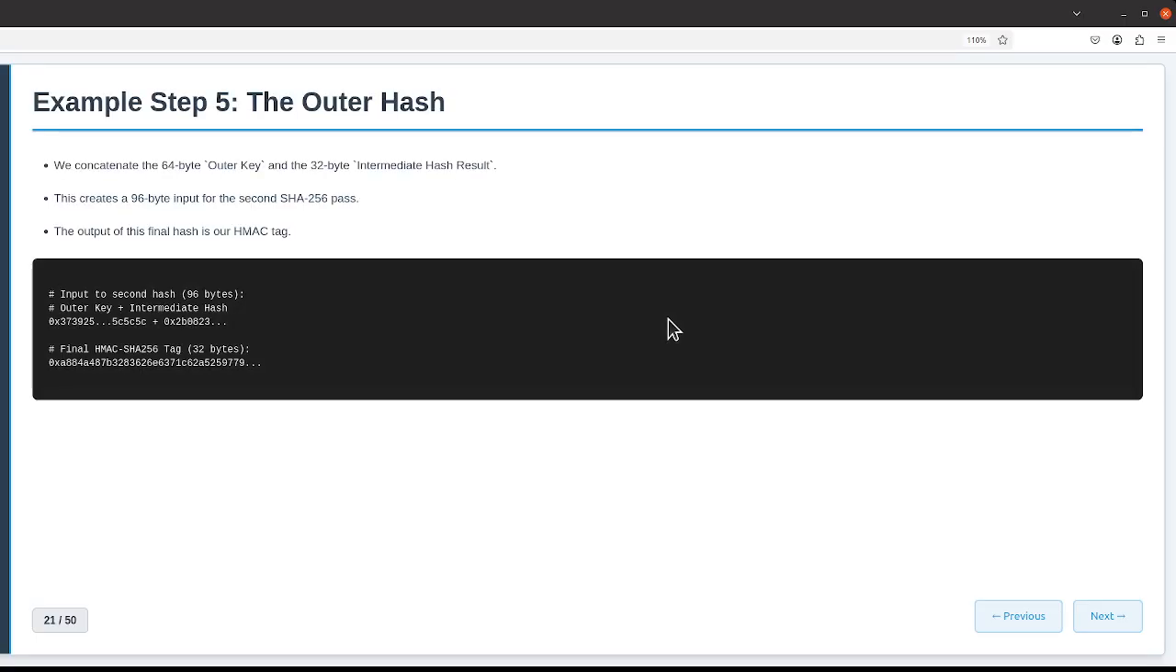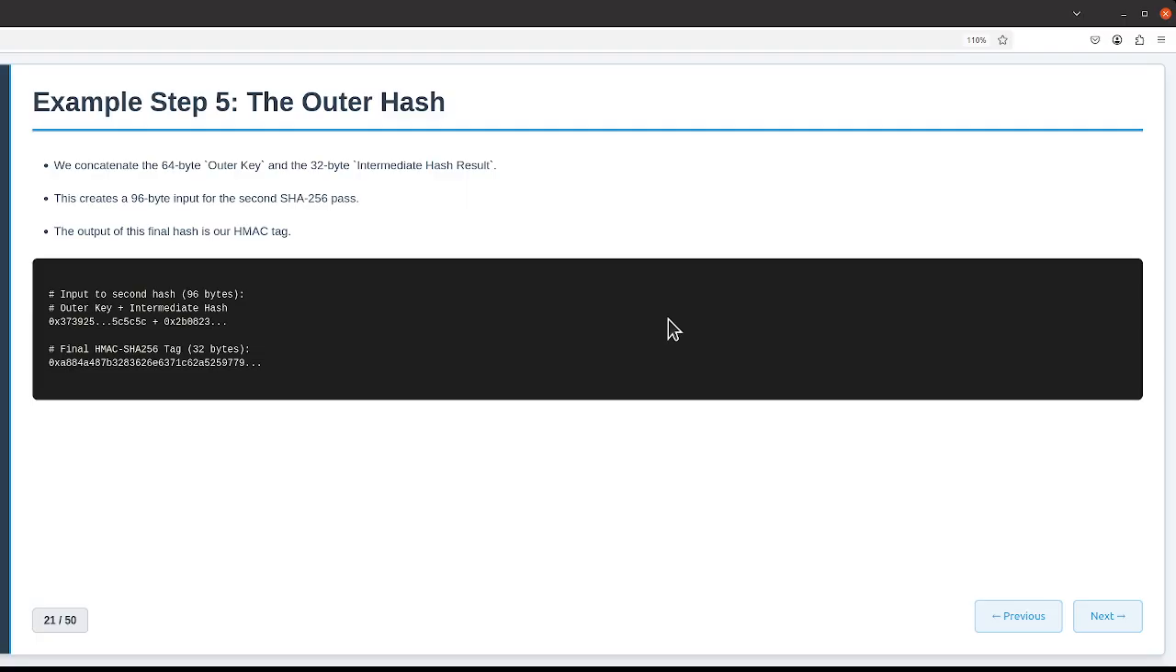The outer hash. This is the final step of the calculation. We take the 64-byte outer key that we calculated earlier and concatenate the 32-byte intermediate hash result to the end of it. This creates a 96-byte string. We feed this final 96-byte block of data into the SHA-256 function for the second and last time. The output of this hash is our final, 32-byte HMAC tag.